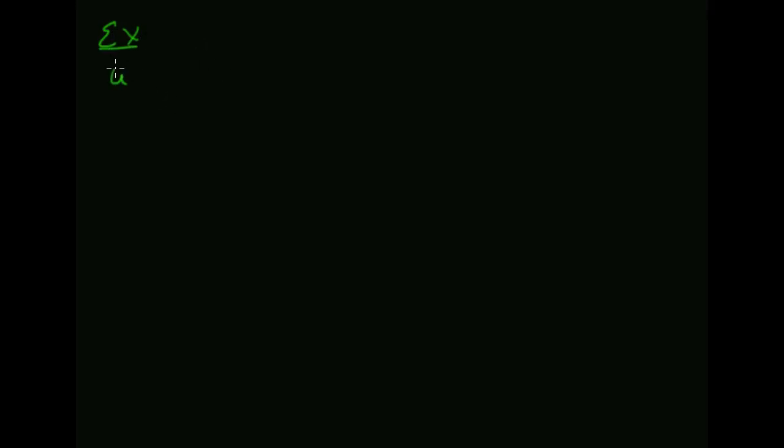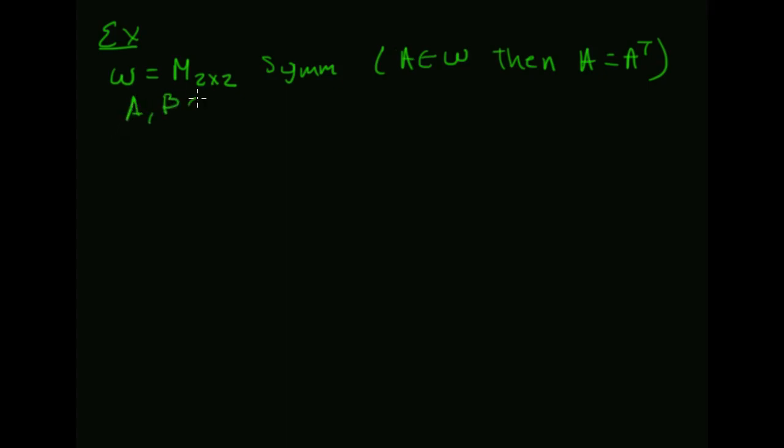If I make W equal to the set of 2 by 2 matrices that are symmetric. So what is a symmetric matrix? This means that if A is an element of W, then A is equal to its transpose. That's how I get a symmetric matrix, right? So if I transpose the matrix and it doesn't change, we call the matrix symmetric. So let's try this. Let A and B be elements of W and scalar C be an element of the reals, then let's take a look.